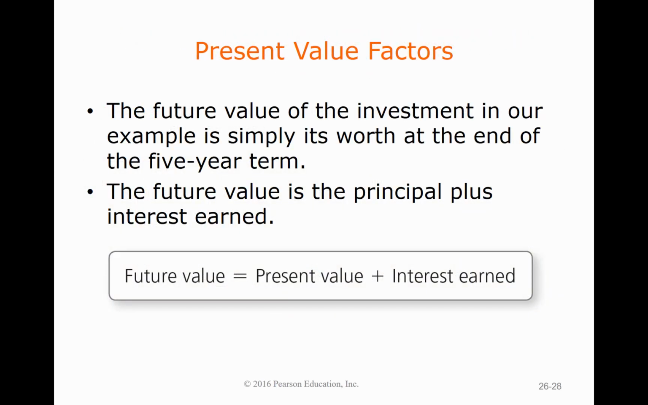All right. So the future value of an investment is simply the worth of the investment at the end of its term. That's the future value. People use that all the time for retirement planning, right? I'm going to put in $10,000 a year into my IRA. What's it going to be worth in 50 years if I earn 8% interest per year?